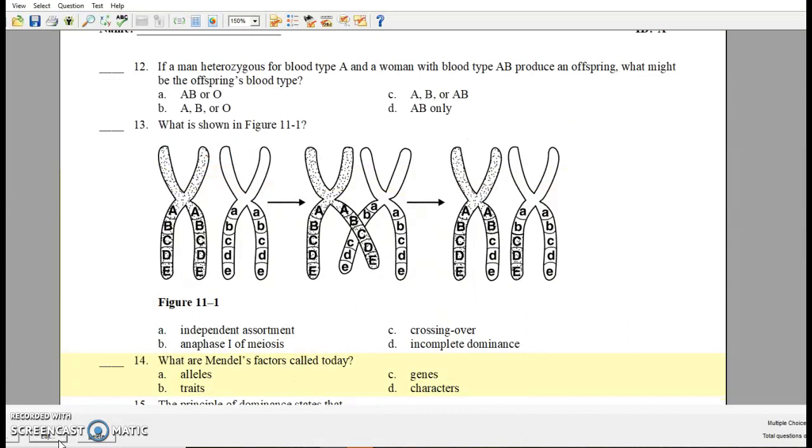14, what are Mendel's factors called today? Mendel didn't know because they didn't know about DNA and they couldn't see chromosomes, but now we know them. They are genes. And for every gene, there's two different forms of the gene called an allele. So really for this one, A or C would work. On the test, I will just have one of those offered so that you'll know which one to pick. And I typically say gene is Mendel's factor, and then the alternative forms of the genes are called alleles.